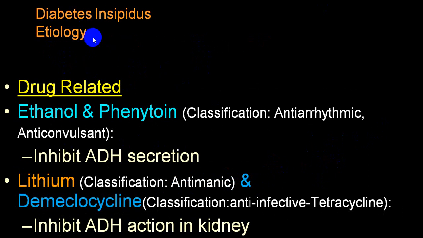Some drugs can also decrease the production of ADH and result in diabetes insipidus, like ethanol and diphenylhydantoin sodium. Anticonvulsant drugs also inhibit ADH secretion. Lithium is another drug, and demeclocycline. Demeclocycline inhibits ADH action on the kidney. This is a compound belonging to the tetracycline group, and hence it is also utilized in a person with SIADH, where you want to decrease the action of ADH on the kidney. So this is one of the treatments in case of SIADH.